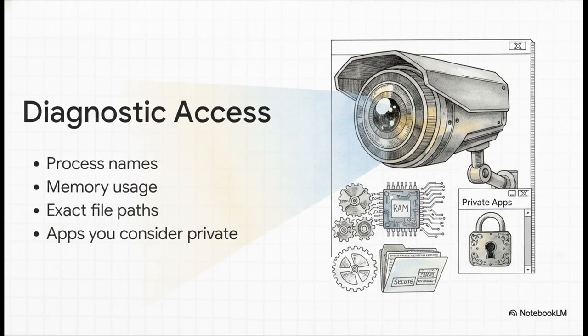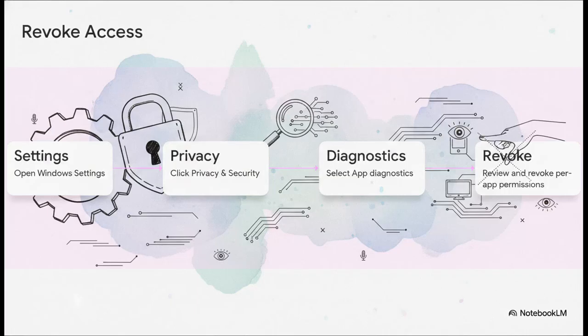When an app has diagnostic access, it opens up a massive lateral tracking surface. That app can suddenly see your running process names, your memory usage, exact file paths, and crucially, apps you consider totally private. If one app is secretly spying on the telemetry of another, your privacy is fundamentally compromised from the inside out. So let's walk through the crucial mitigation step to lock this down.